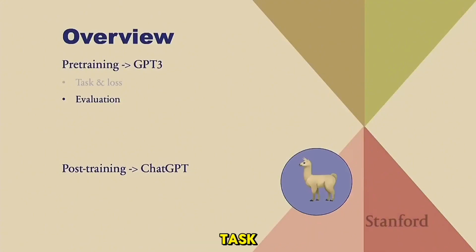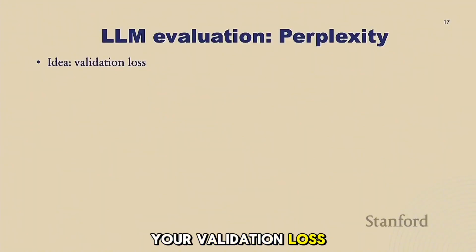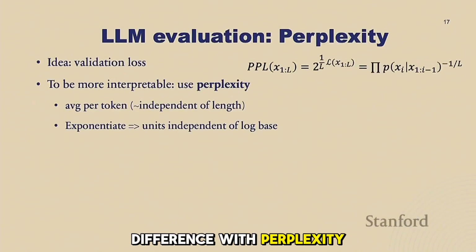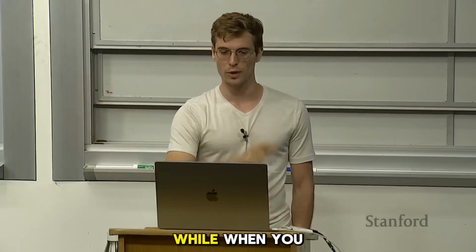Great. So we talked about the task, the loss, and the tokenizer. Let's talk a little bit about evaluation. The way that LLMs are usually evaluated is using what we call perplexity. At a high level, it's basically just your validation loss. The slight difference is that we use something slightly more interpretable, which is the average per token loss, and then you exponentiate it. The reason you exponentiate is that the loss has a log inside, and one, humans are pretty bad at thinking in log space, but two, logs depend on the base of the log.